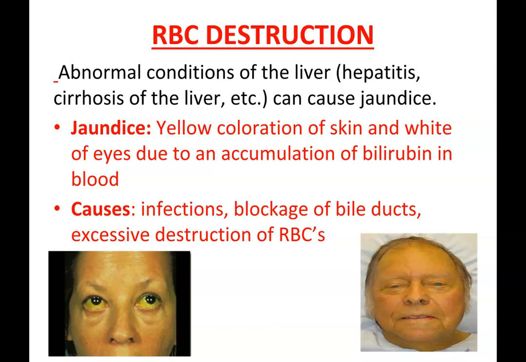It could be an obstruction of the bile ducts. It could also be an excessive destruction of red blood cells, but that is something that happens typically in babies. So jaundice due to an excessive destruction of red blood cells is a problem with babies that may have an incompatibility of blood with the mother. And that's why sometimes babies are born yellow. So you should know what jaundice is and what it is an indication of in adults.